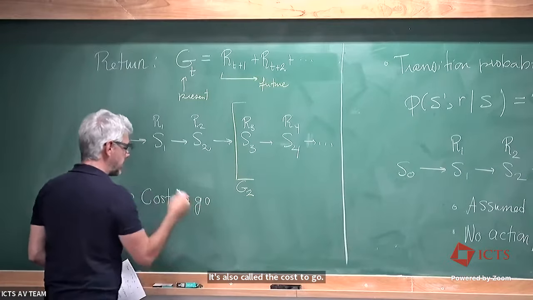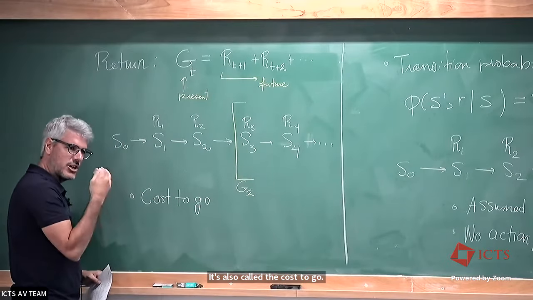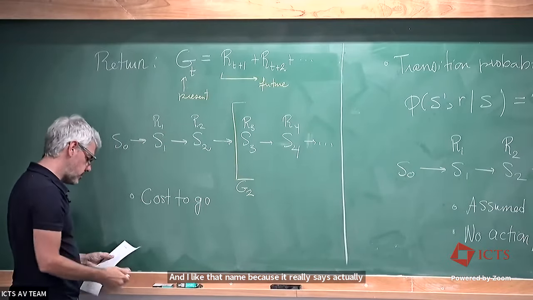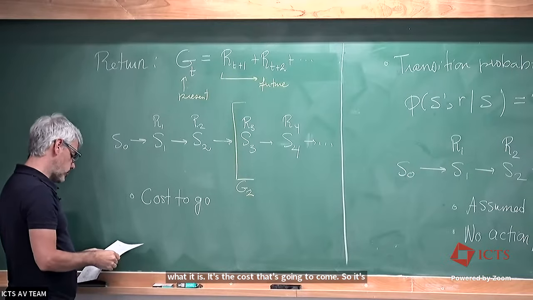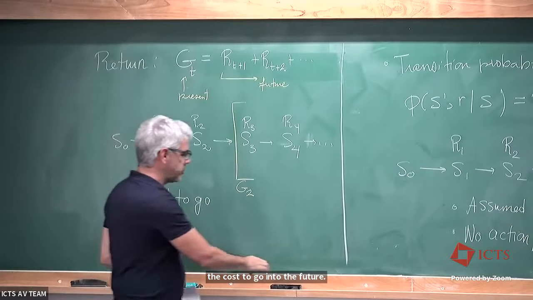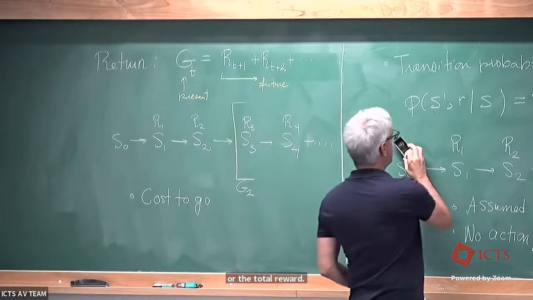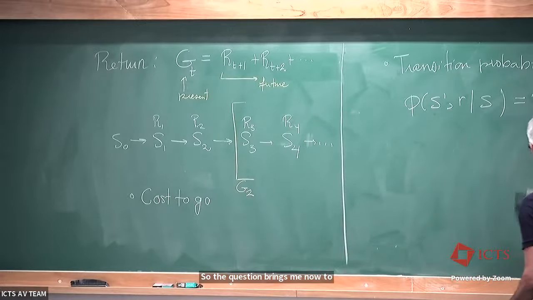And I like that name because it really says actually what it is. It's the cost that's going to come. So it's the cost to go into the future, or the total reward. So the question brings me now to where do I stop counting in the future?